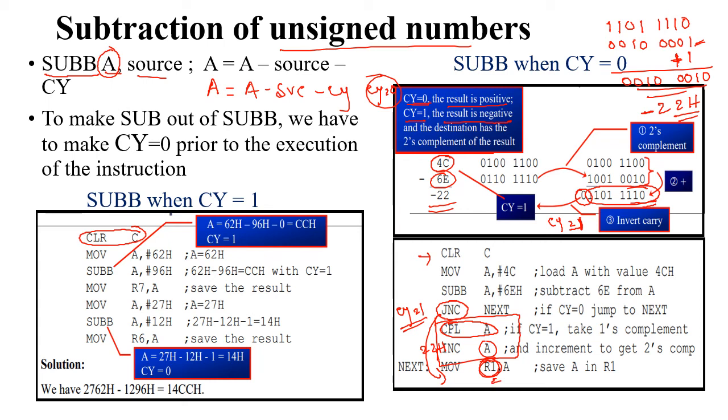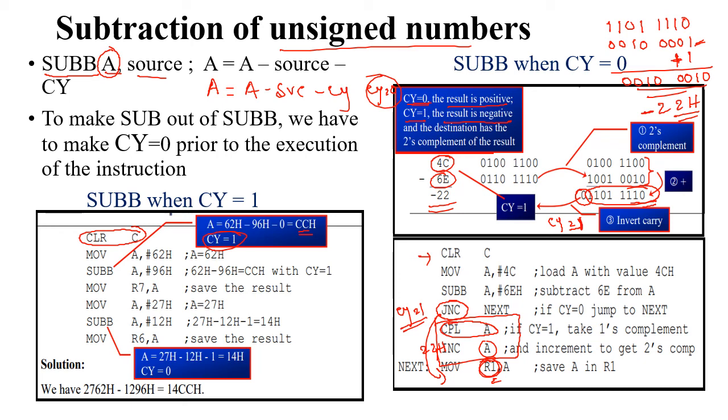Let us consider one more example of subtracting 2762H minus 1296H. In this case, we first subtract 62 by 96. Then the result will be CCH with the carry equal to 1. Carry equal to 1 means there is a borrow, because 62H is a smaller number and 96 is a larger number. There will be a borrow when you subtract 96 from 62, so a borrow is generated from the higher byte.